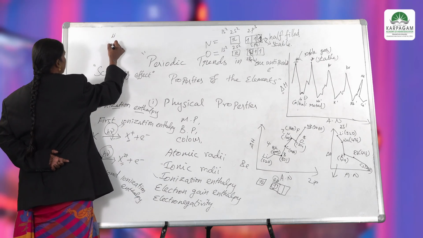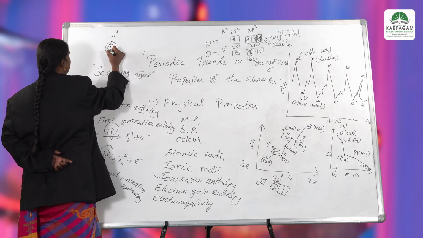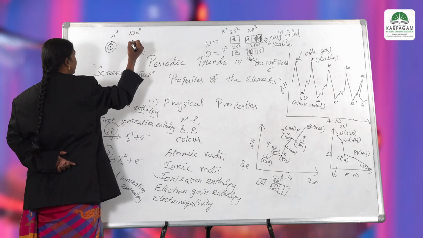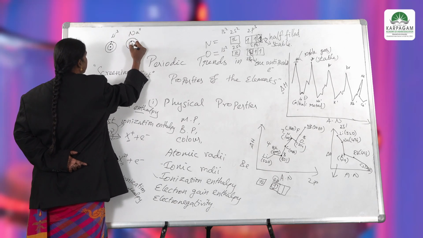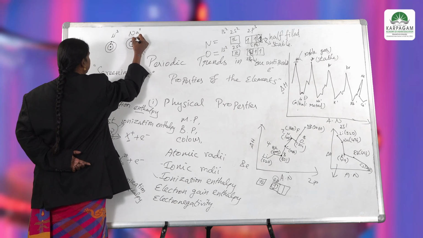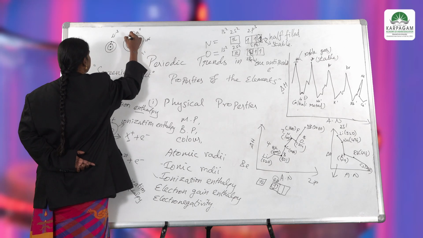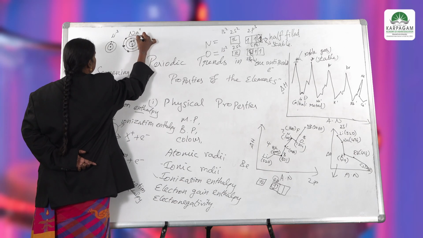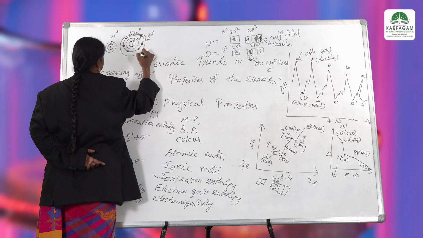Lithium has 3 electrons, and sodium has 11. The core and electron filling is like this: 1s2, 2s2, 2p6, six electrons, and then another shell, 3s1.